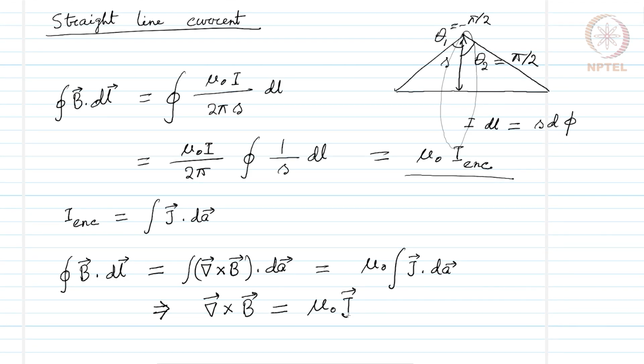Now, if we do not consider this special case of a straight line current, if we consider a general situation, what do we arrive at? Do we arrive at some different value of curl of B? Let us find that out. Let us also think about the divergence of the magnetic field. That would also be very interesting to know.